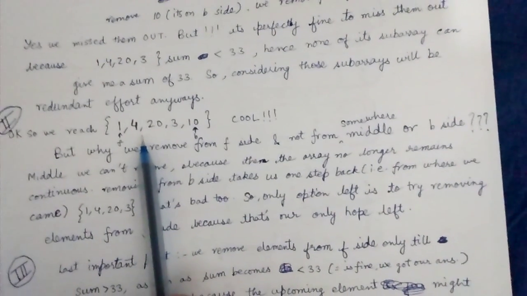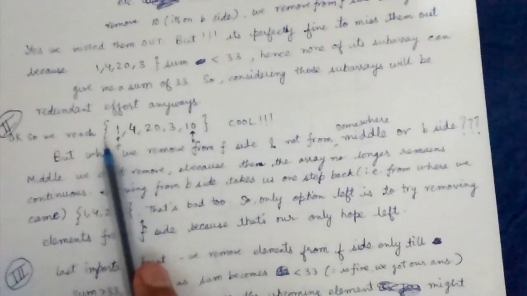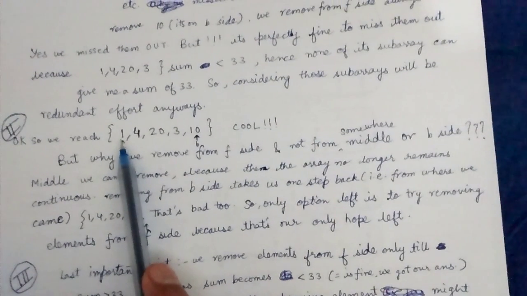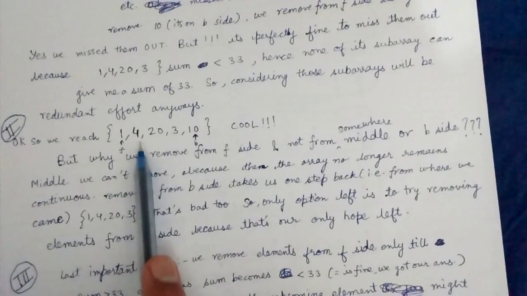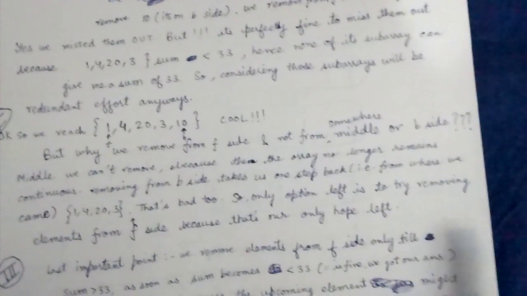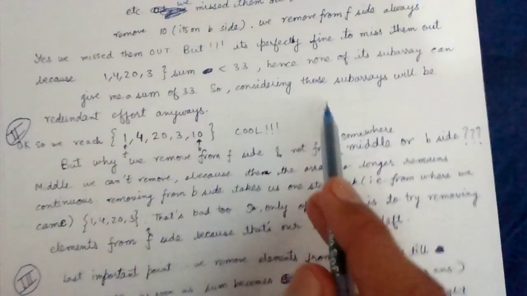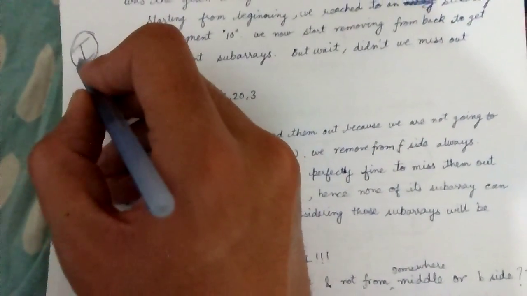And why must we remove? Because this sum is exceeding 33, so we must remove from somewhere to get it to 33. The only option left for us is to remove from the F side, so we remove from this side. That's our only hope left, so that's why we do that. So I think you understand this minute point also and this minute point also. Let's try to understand the third and the final minute point.